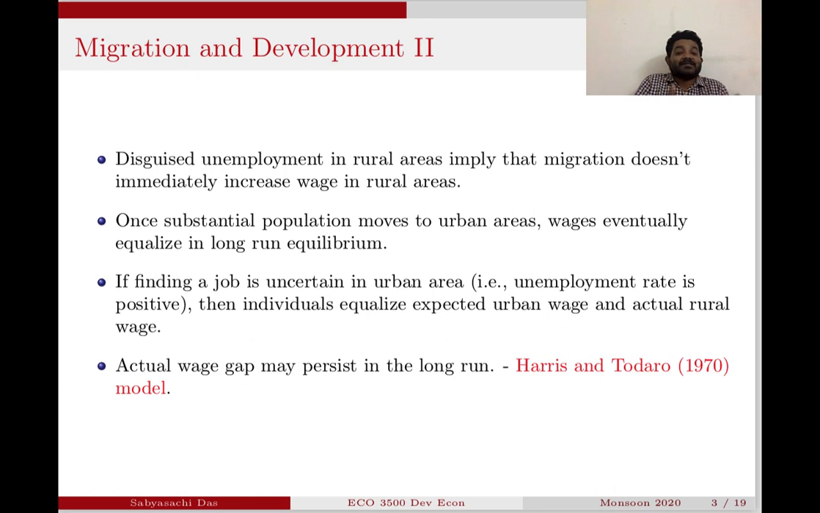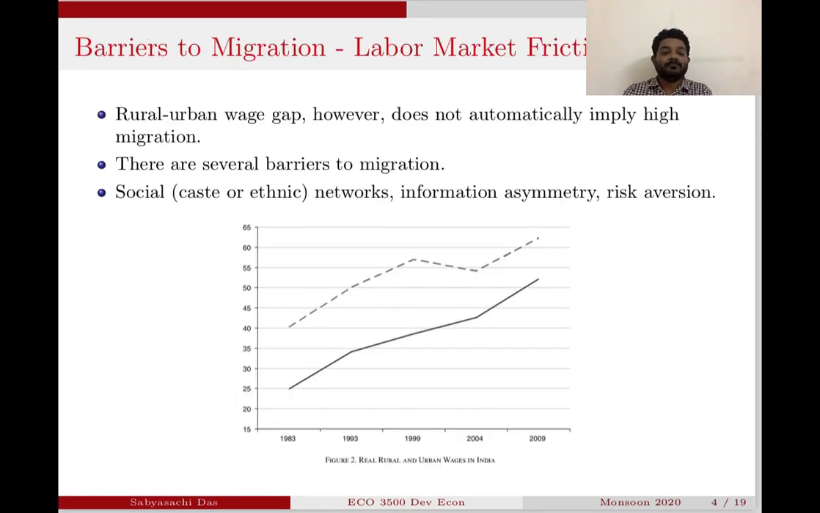Okay. So that's the contribution of Harris and Todaro, to say that uncertainty is important. And if uncertainty is important, you may not, in the real data, see equalization, which is what you kind of see. But the point is that there might be other reasons why the rural-urban wage gap does not close. So now the point is that if the rural-urban wage gap sustains in the long run, it will continue to generate migration, right?